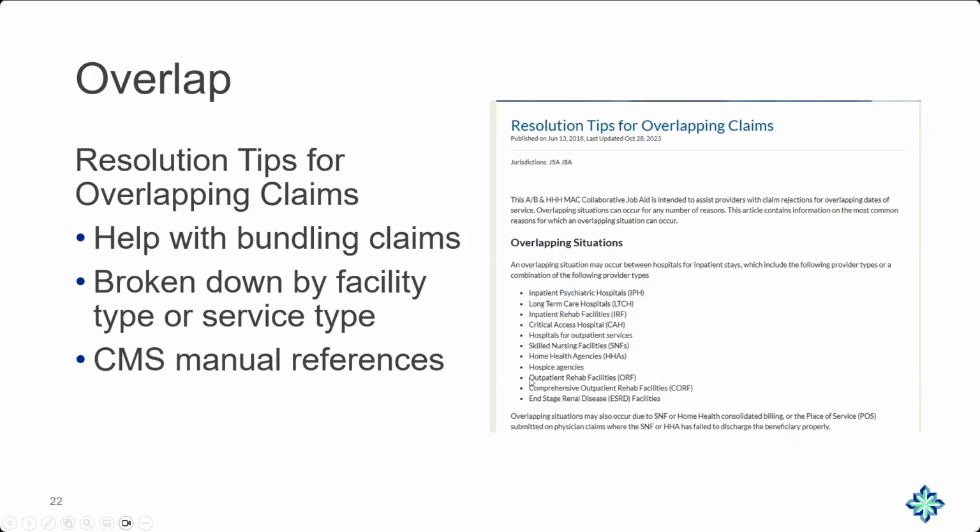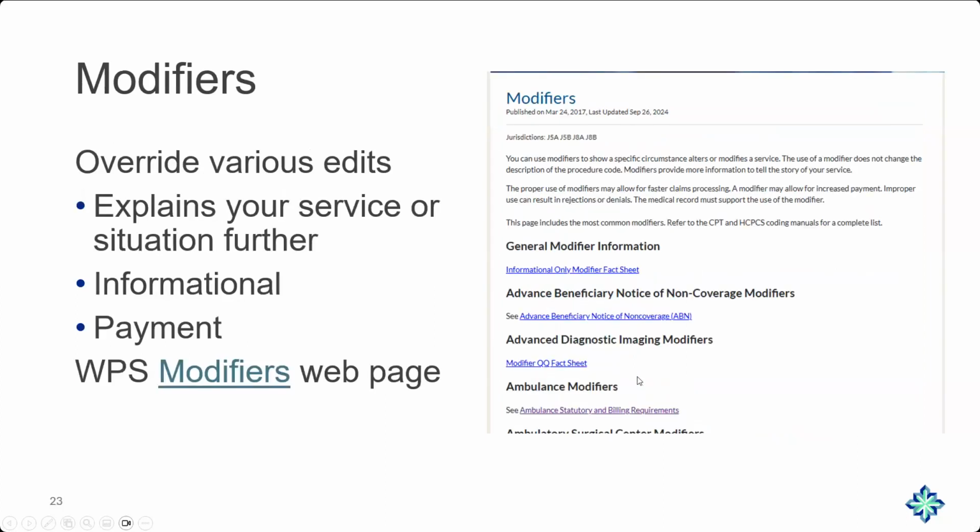Again, same concept though. If you have a comprehensive outpatient rehab facility and it's something related to that type of service, what types of services are they expected to provide? Rehabilitation services such as physical therapy, occupational therapy, speech language pathology. But if you want to learn more about that, we do recommend taking a look at this. It'll help you through those different processes.